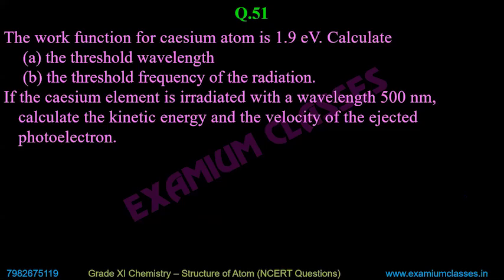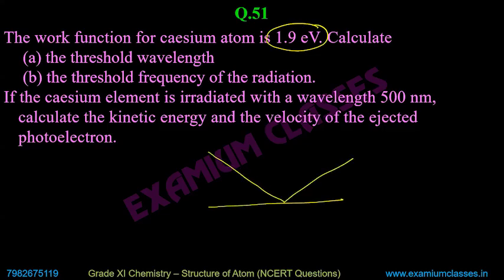Next, the work function for cesium atom is 1.9 electron volt. Calculate the threshold wavelength. Now you need to understand whatever is related to work function is actually threshold. This is the photoelectric material. And this is the incident beam which will have energy E. Here you will use the energy E naught. The rest will be given as kinetic energy.